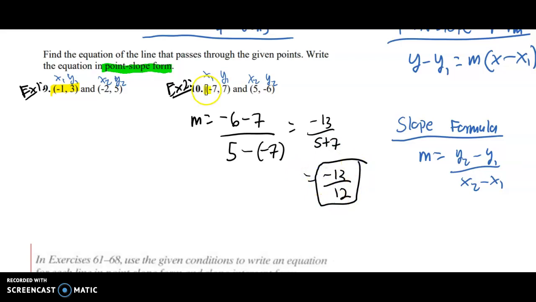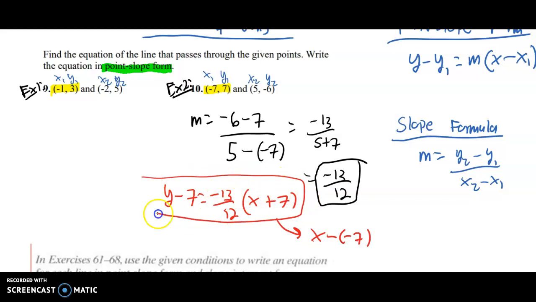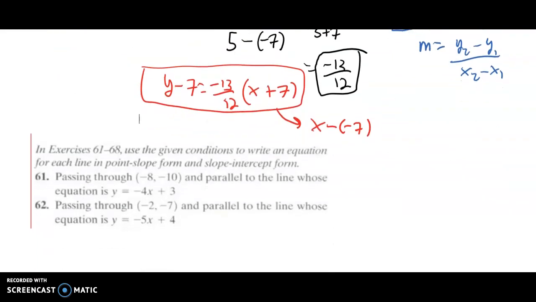You can pick either point. I'm just going to pick the first one here again. So we get y minus 7 equals negative 13 over 12, x plus 7. X plus 7 because we had x minus negative 7. And that's our final answer in point slope form. All right, let's see what our next two examples are.